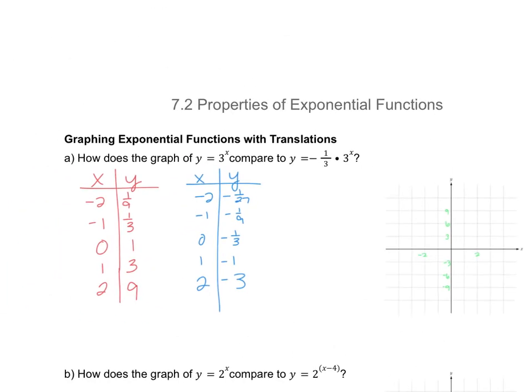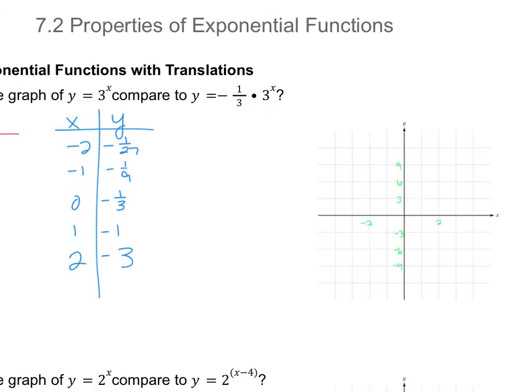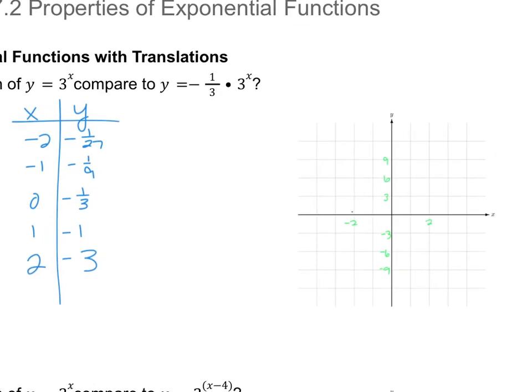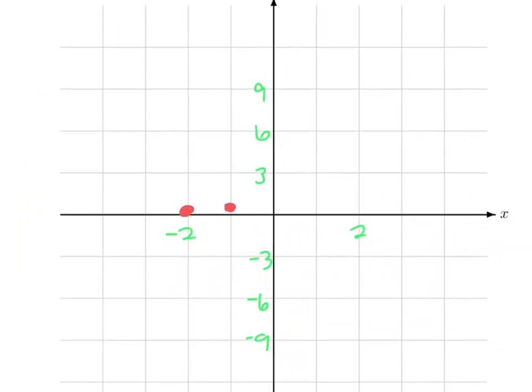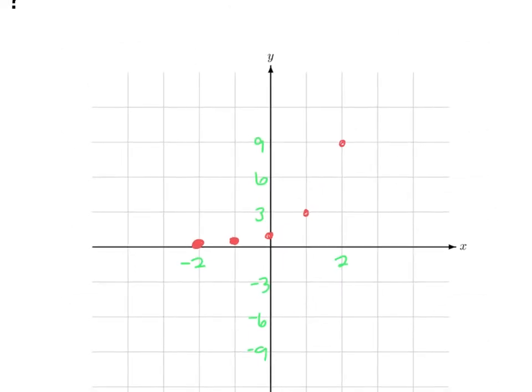Okay, so I'm going to graph the first one in red, so -2, 1/9. Be pretty much right there. Then I have -1, 1/3, so just a smidge above. 0, 1, 1, 3, and then 2, 9. So that is what that graph looks like, something along those lines. Hey, that's a good looking graph.